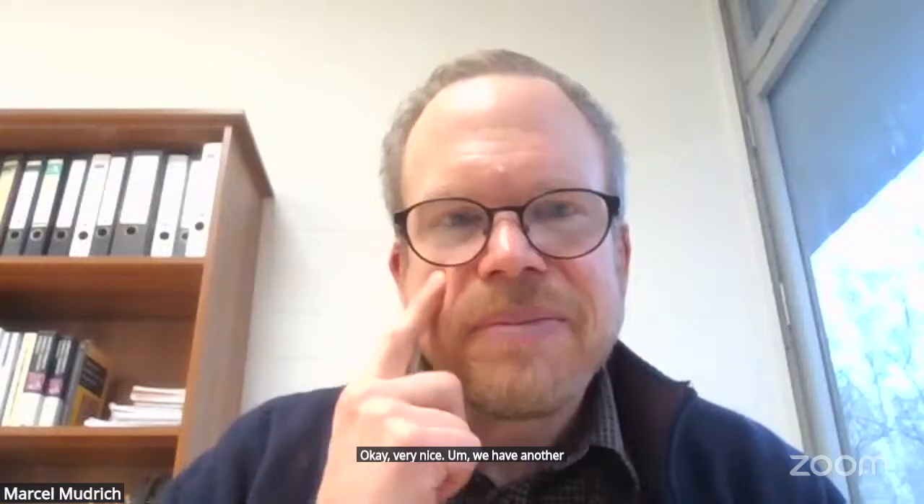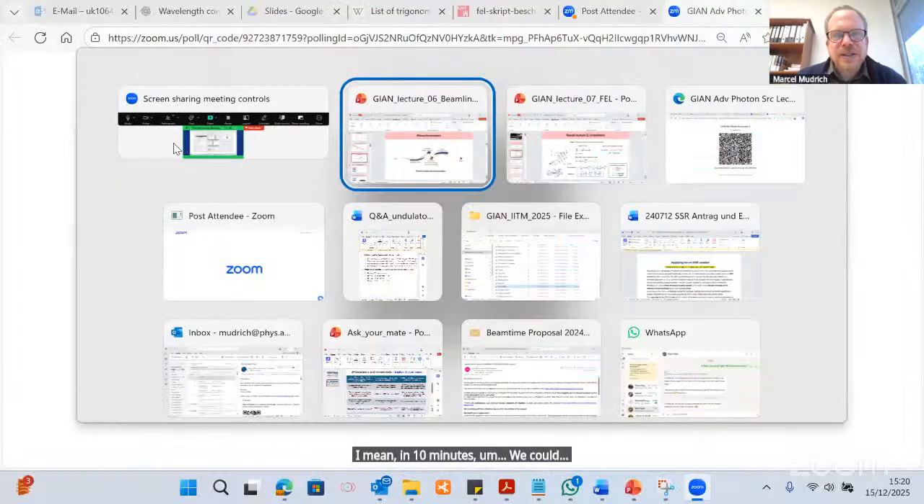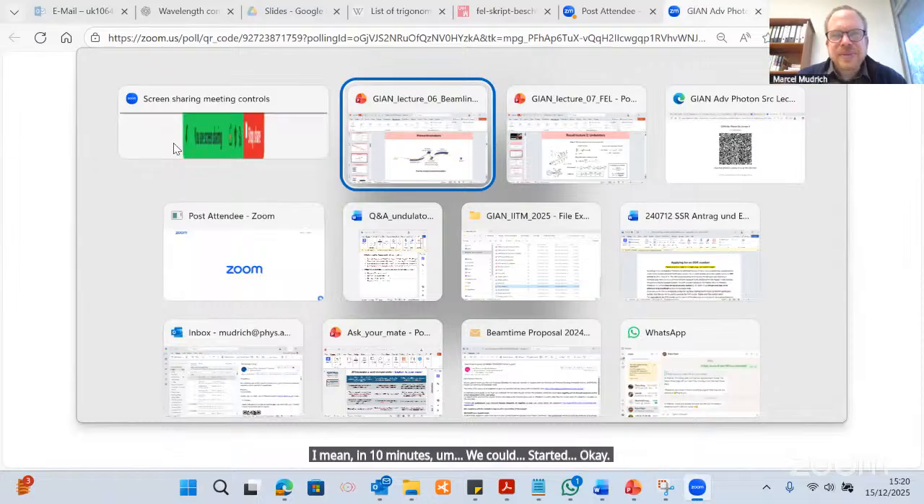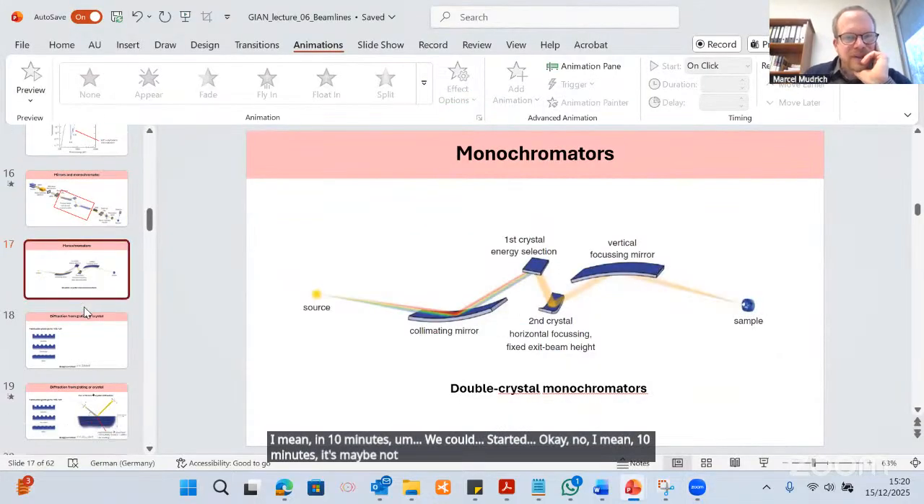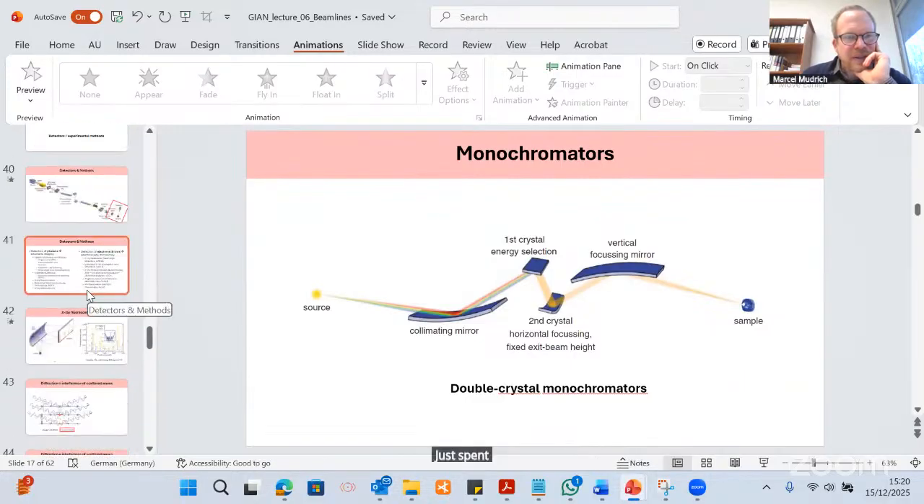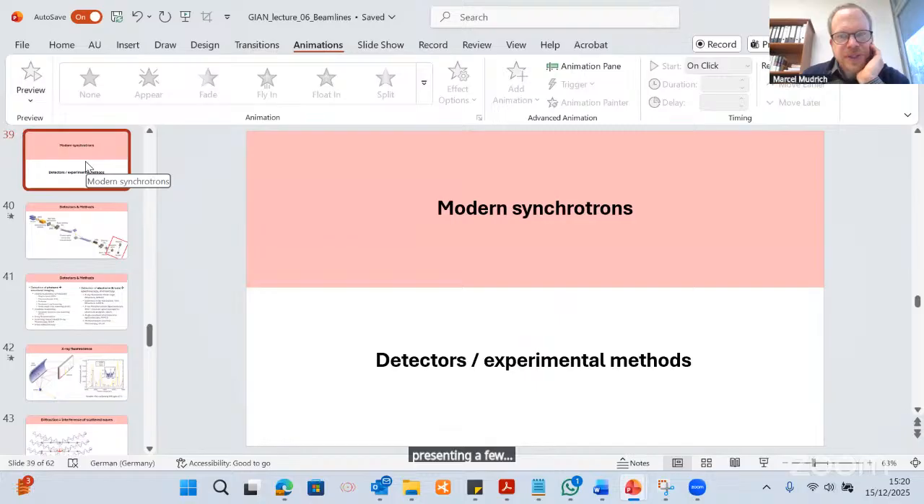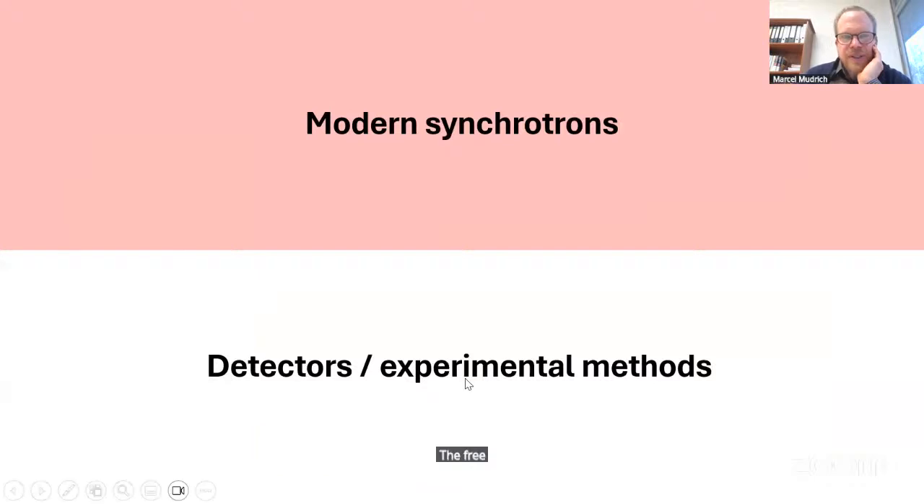Okay, very nice. We have another 10 minutes time. Then I would say let's use this time. In 10 minutes, we could just about get started. Okay, no, 10 minutes, it's maybe not worth starting with a new topic of free electron lasers. Then let me just spend the last 10 minutes on presenting a few applications of synchrotron radiation, and then we start tomorrow with the free electron laser topic.